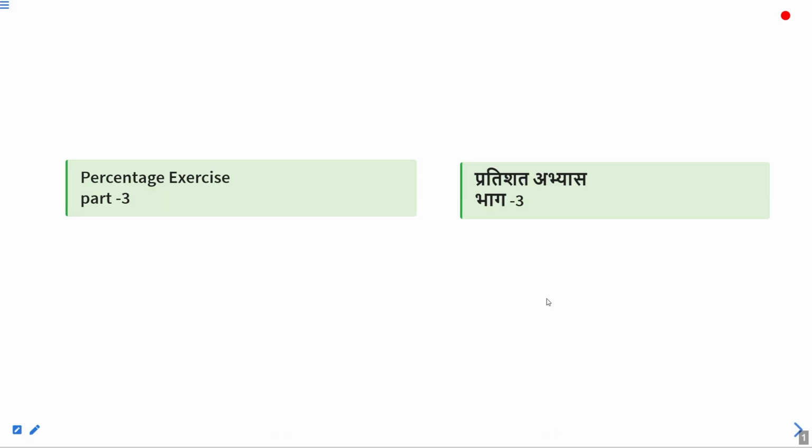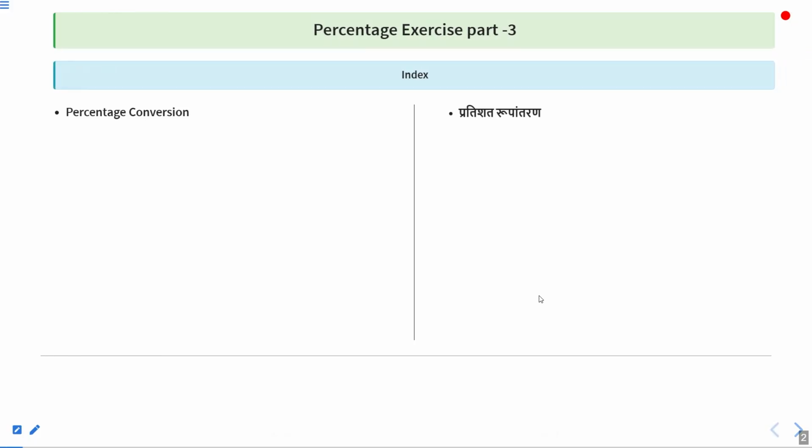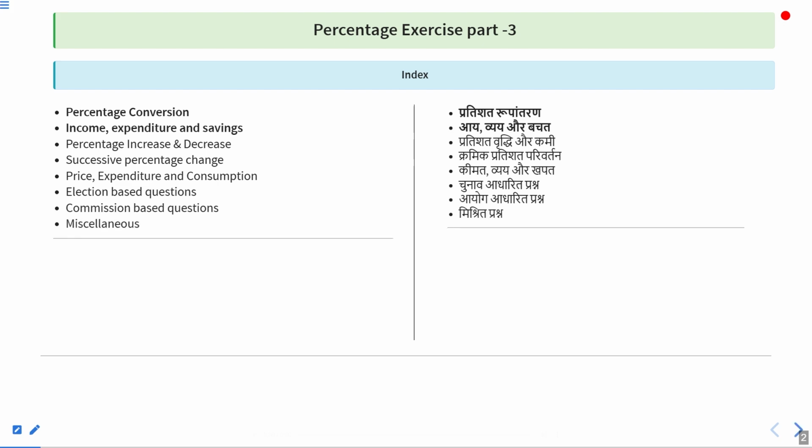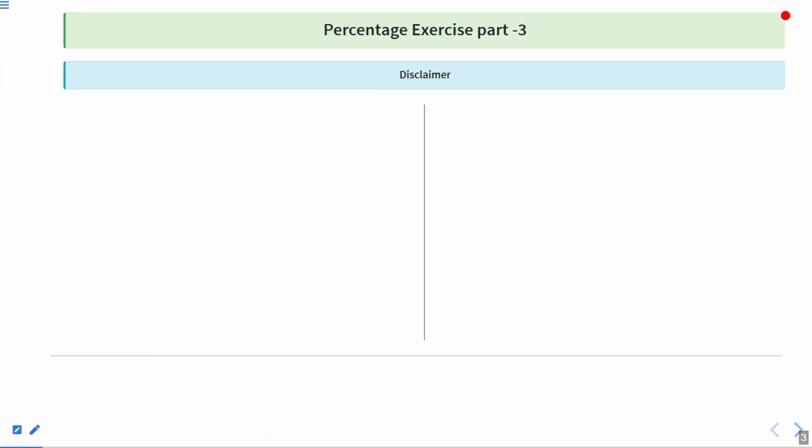Hello everyone, welcome to percentage exercise part 3. In this exercise, we are going to do questions based on percentage conversion, income, expenditure and savings. And in this chapter on percentage, we have topics like percentage increase and decrease, successive percentage change, percent price expenditure and consumption, election based questions, commission based questions, and miscellaneous questions.